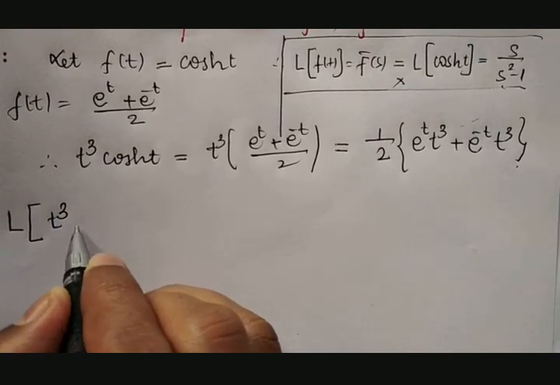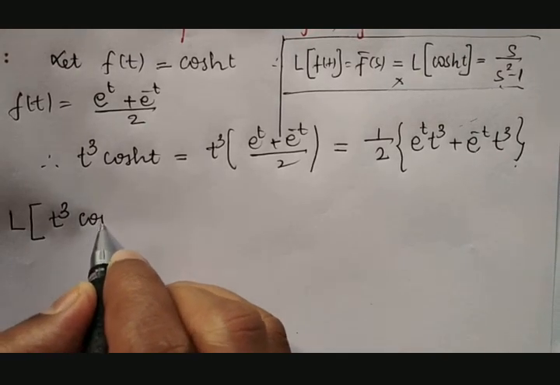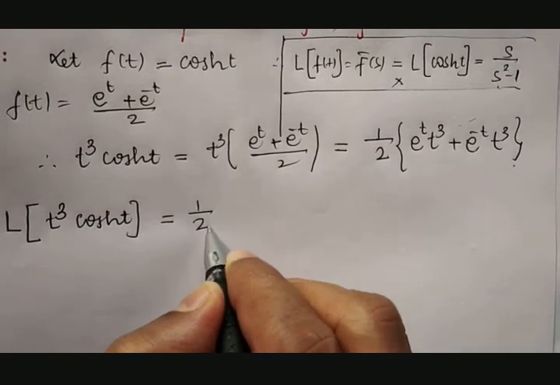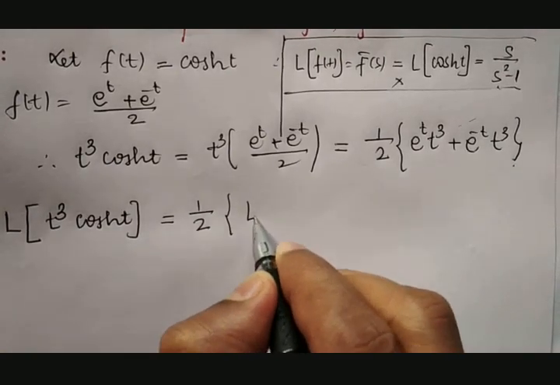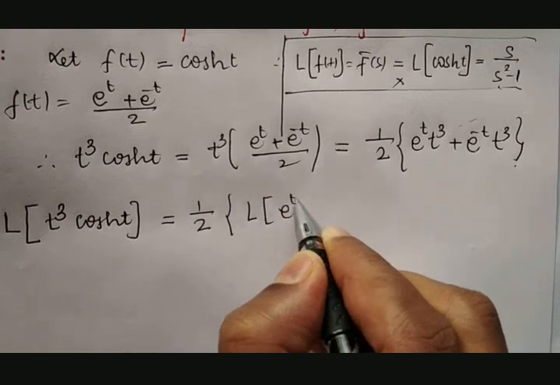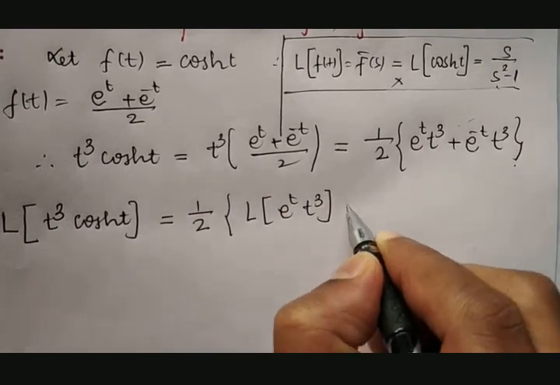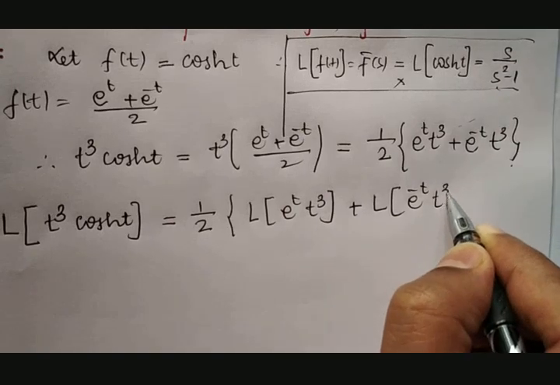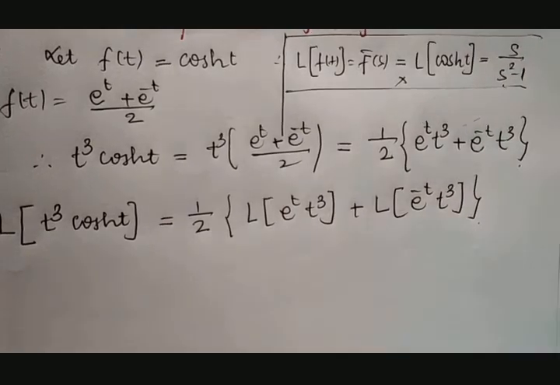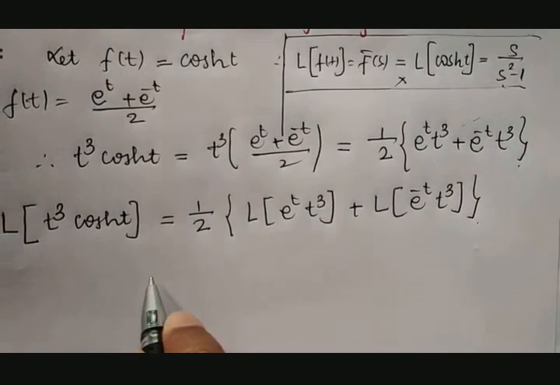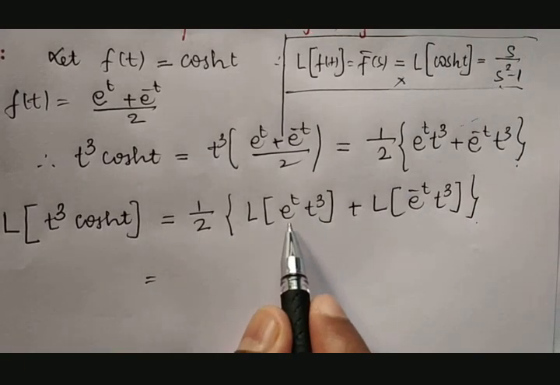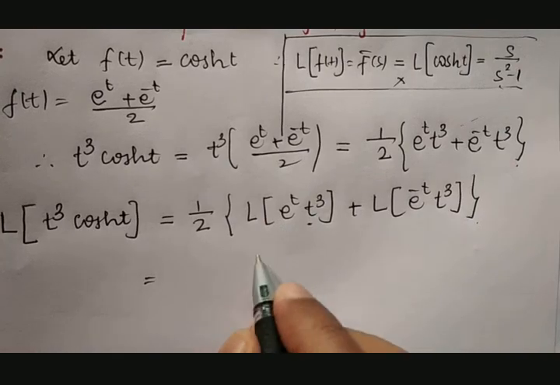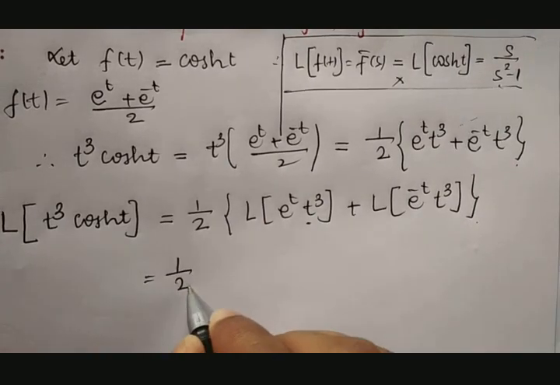Then Laplace transformation of t cube into cos hyperbolic t is equal to 1 by 2 into Laplace transformation of e raised to t into t cube plus Laplace transformation of e raised to minus t into t cube. Since we know the Laplace transformation of t cube directly, I'll be taking the shifting property, then 1 by 2 into.